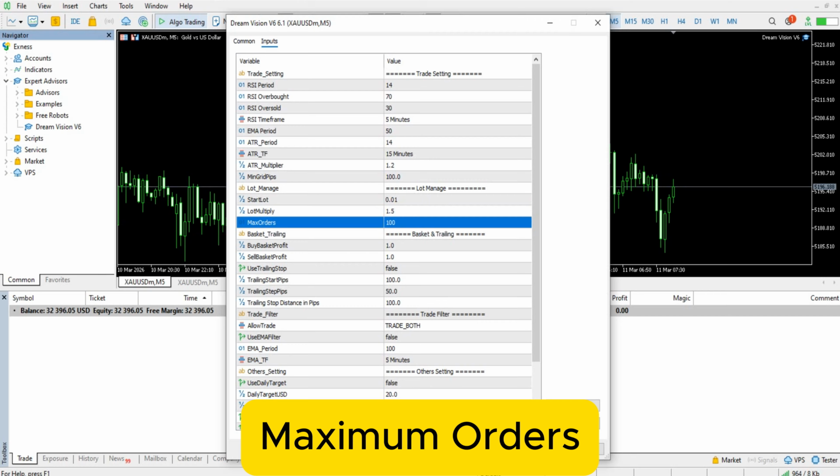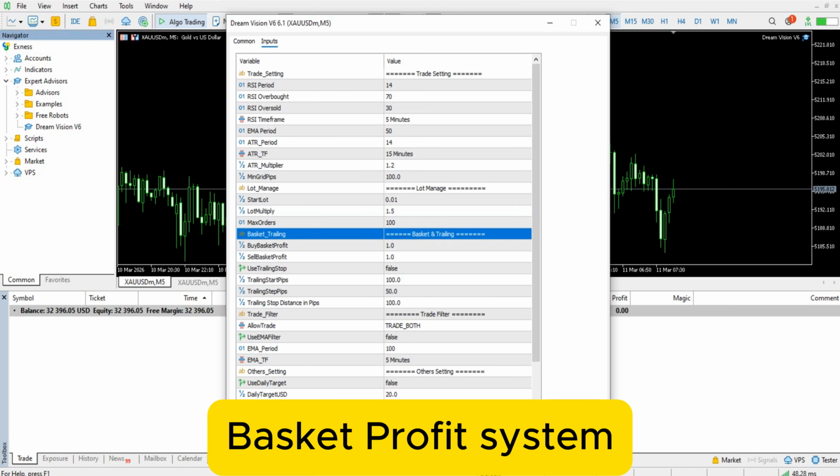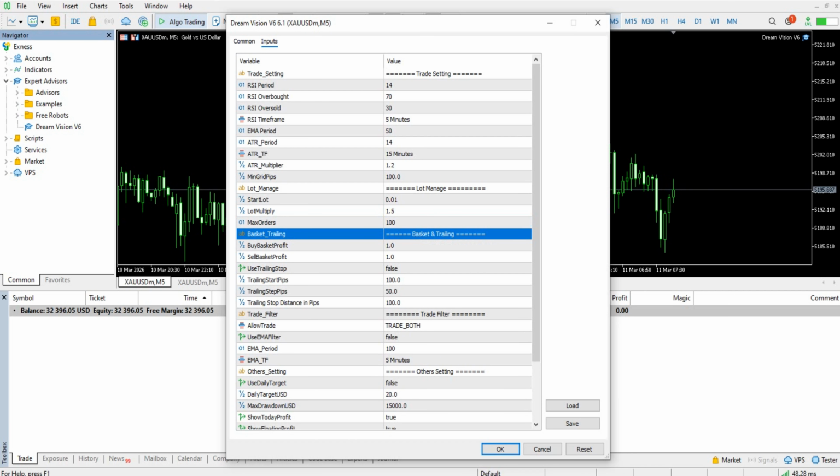Maximum orders. This limits the maximum number of trades that can be open at the same time. This helps control exposure and risk. Basket profit. Next, we have the basket profit system. This feature allows multiple trades to be managed as a group.